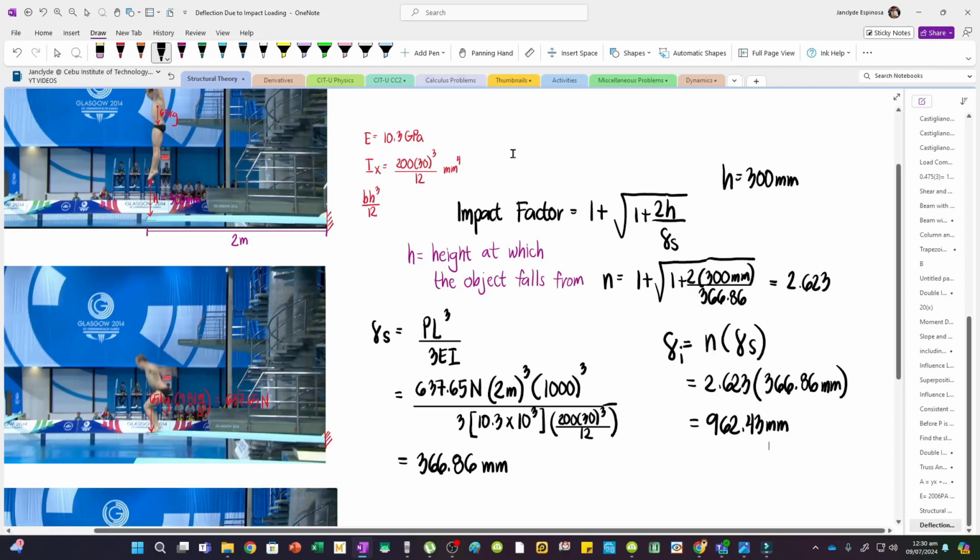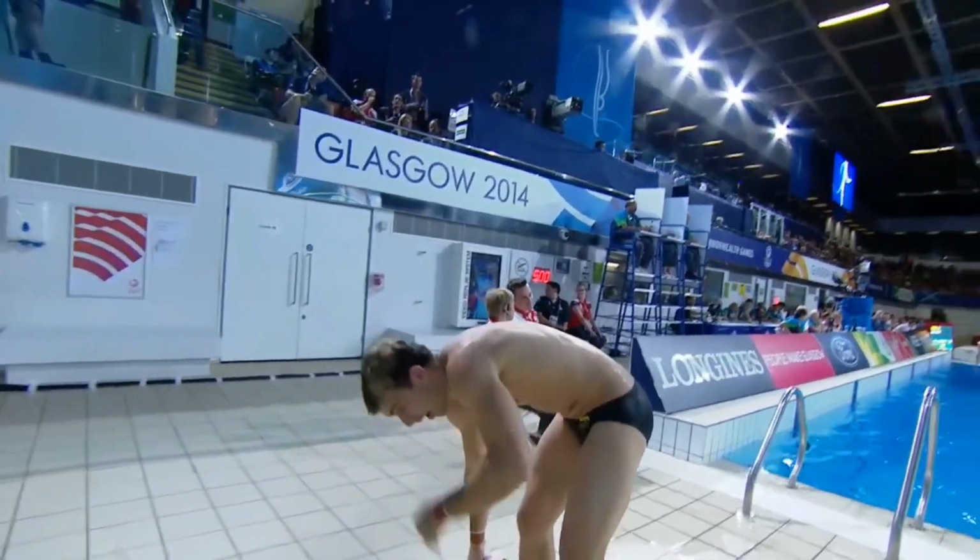And so as you can notice, malaki talaga yung effect ng impact. From 366.86, yung deflection naging 962.43. And so this is now our final answer. Pag di yan yung sagot mo, ito ang magiging score mo.